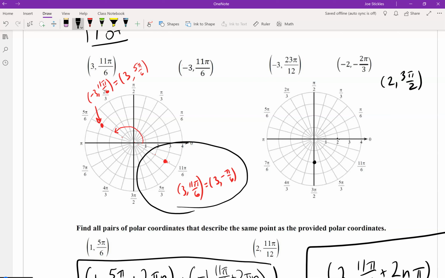Now, pretend like the circle grid's not here. Pretend like this is your x-axis and your y-axis as usual. What's your x-coordinate? Oh, it's 0, because my point is on the y-axis. What's the y-coordinate? Oh, it's -2, because I'm down 2 from the x-axis. So I see quickly that the coordinates of this point really are 0, -2 in rectangular coordinates.